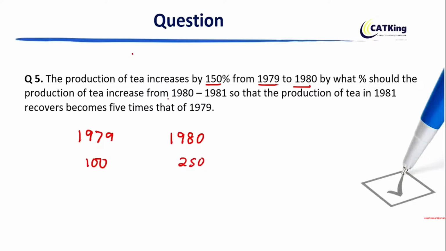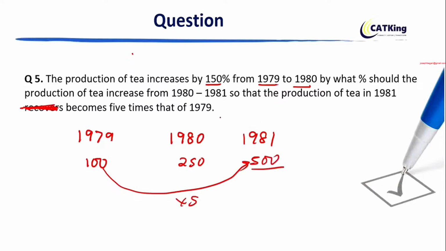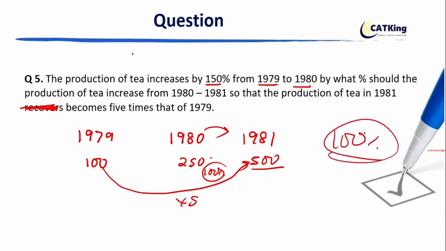By what percent should production of tea increase from 80 to 81? So in 1981, what should it be? So that the production of tea in 1981 recovers. In 1981 becomes 5 times that of 1979. So 5 times of this, which is how much? 500. Correct. So by what percentage should it increase? It should increase by 100%. Right? From 250 to 500, it should increase by 100%. Answer is 100%. Correct. So I hope this question is clear.